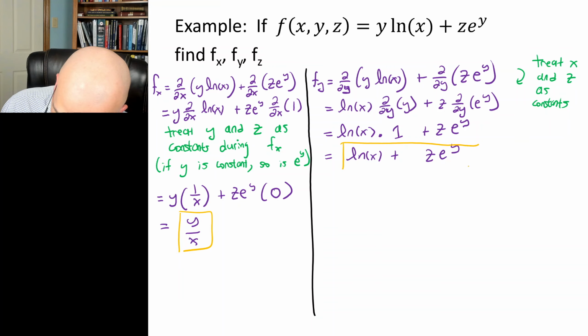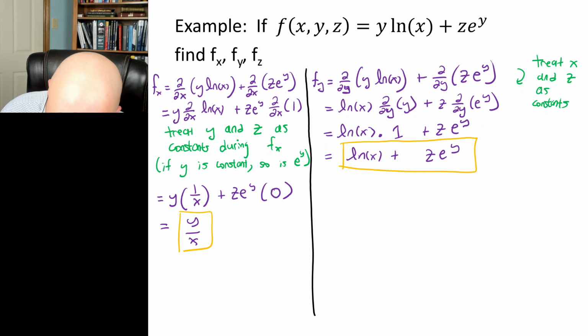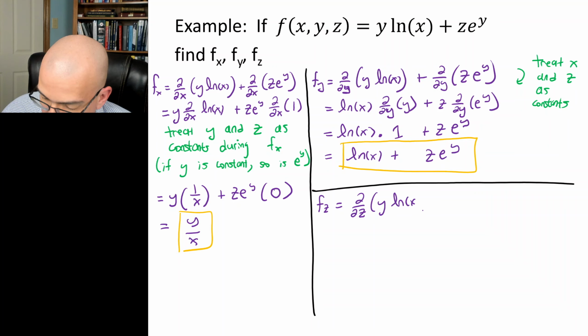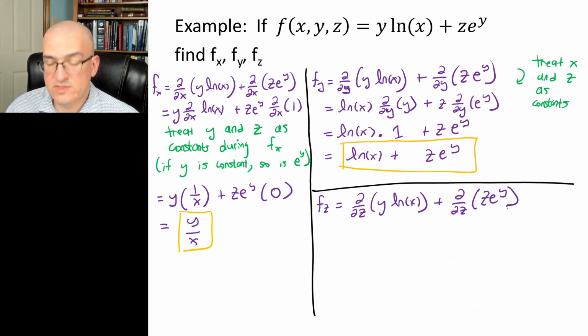Now we have the last derivative term. F sub z. So we're going to take the z derivative, ∂/∂z, of the first term, y times ln of x, plus the z derivative of the second term, z e to the power y, and then think about what's a constant and what's not a constant.